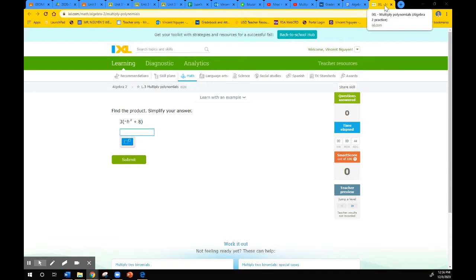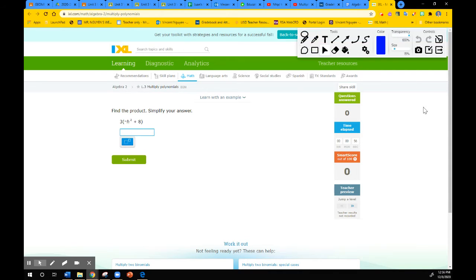Today we're going to be working on multiplying and simplifying polynomial expressions, okay? So let's start with this first simple example. This problem here, we have 3 multiplied with negative h squared plus 8. So this one is simple because all we have to do is distribute the 3 through the parentheses by multiplying, right? So I'm going to end up doing 3 times negative h squared, right? Okay. And then plus 3 times 8.